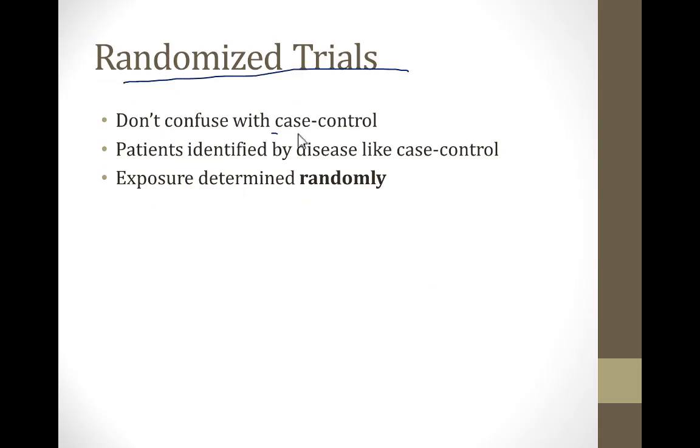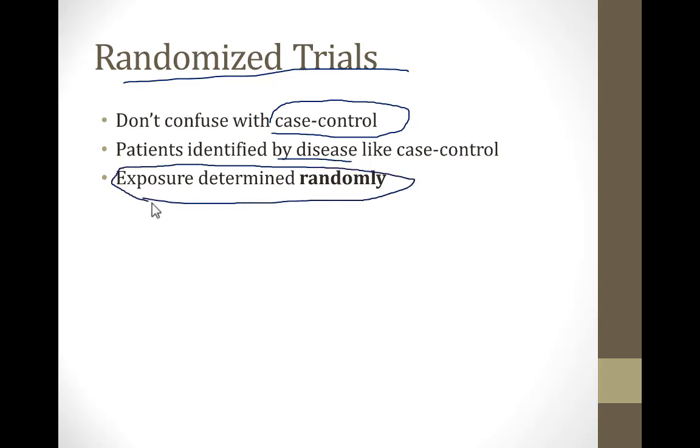Let me just briefly mention randomized trials. Don't confuse these with case control studies. In randomized trials, you may identify patients by disease, just like case control. For example, in a randomized trial of a drug for heart attack patients, patients may be identified by the presence of heart attack. But importantly, the exposure is going to be determined randomly. Those heart attack patients are going to be randomly assigned to either receive the drug or not. And that's a randomized trial, which is very different from a case control study.